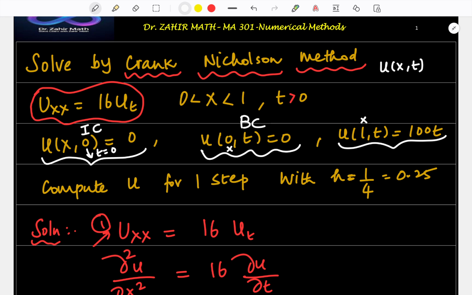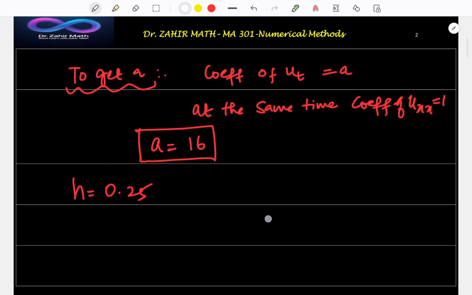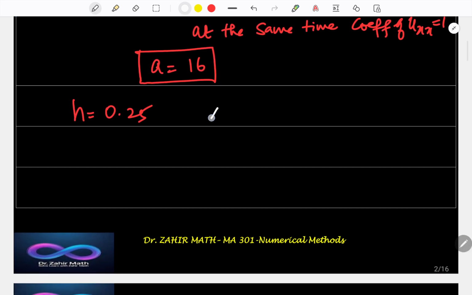Now let us go for computing u. For how many steps? One step you have to go. h is given, k is not given, so we need to calculate. The x value ranges from 0 to 1, with the h of 0.25: jump here 0.25, jump 0.5, and jump here which is 0.75.